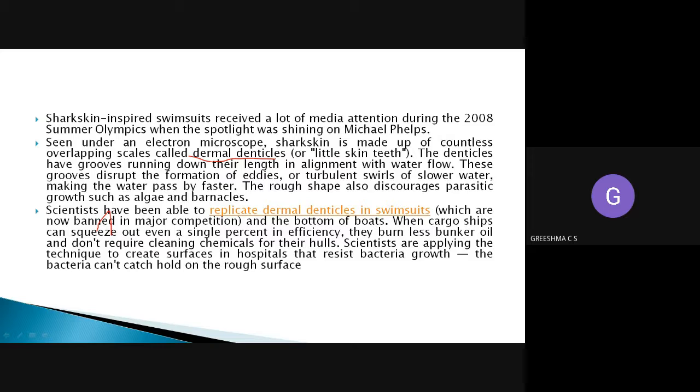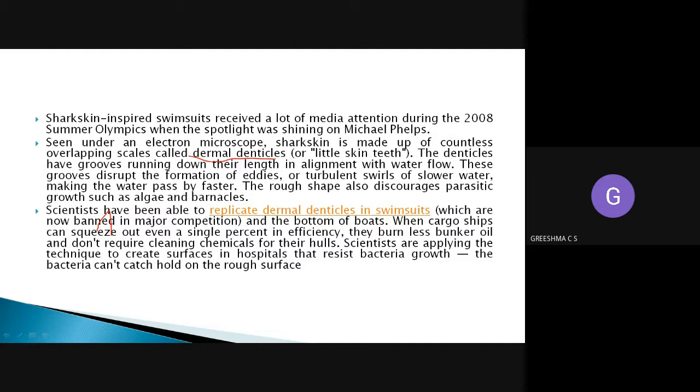The denticles present on the skin have a capacity to break the water currents. These are basically called eddies. Eddies are water currents. So it will disrupt the water currents and the shark can move faster. Using these denticles, the shark is able to move faster.